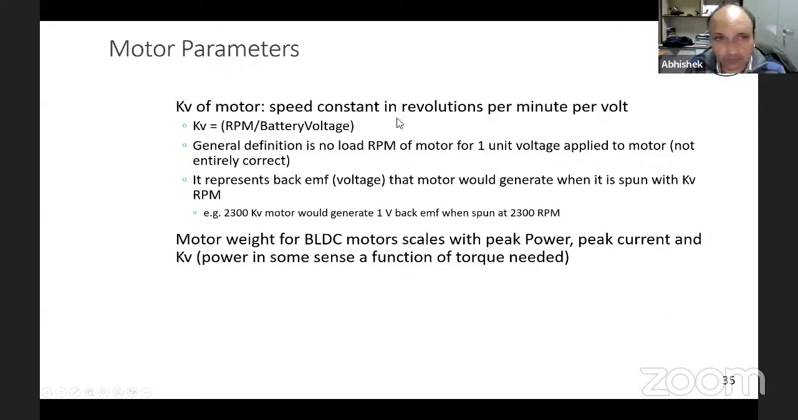Then look at the kV of the motor. So this is the speed constant in revolutions per minute per volt. That is the definition. So it simply looks like RPM divided by the battery voltage.